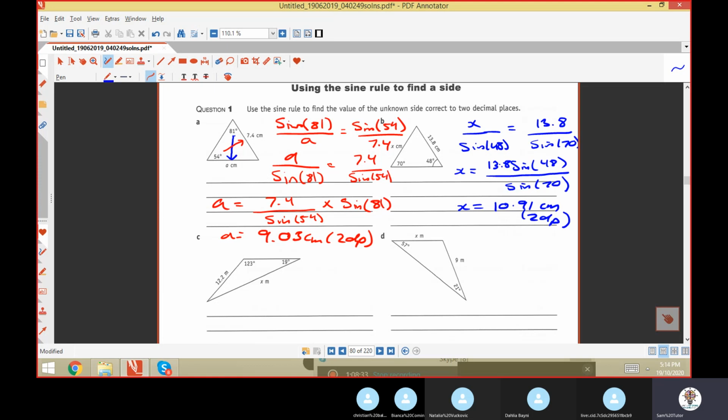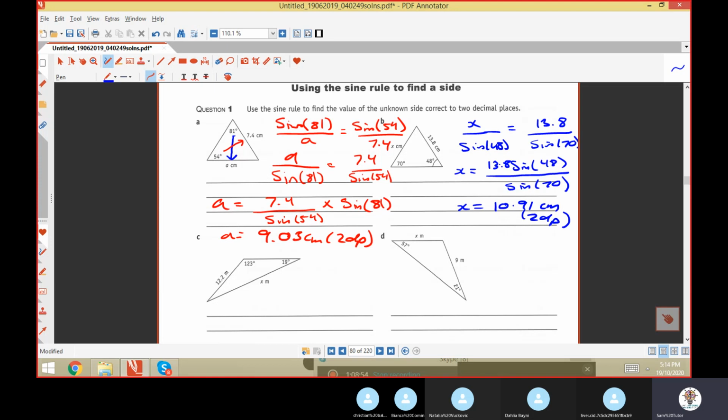Have you covered this before, maybe last year? So this is relatively new. You can see already that the techniques that we use for right-angled triangles cannot be replicated using non-right-angled triangles. So we've got to use what the question says.